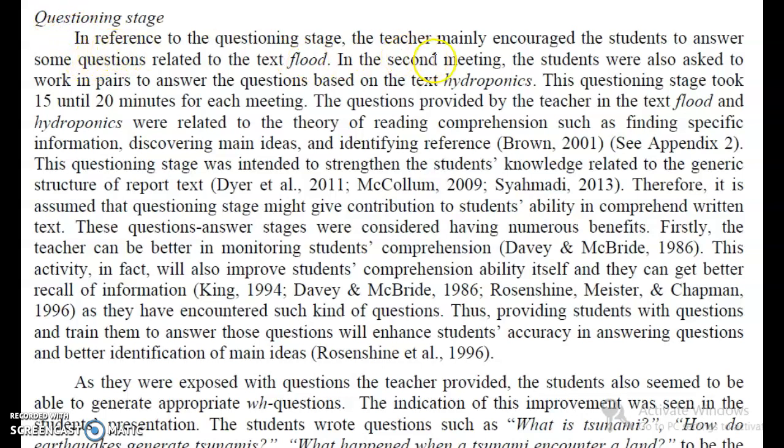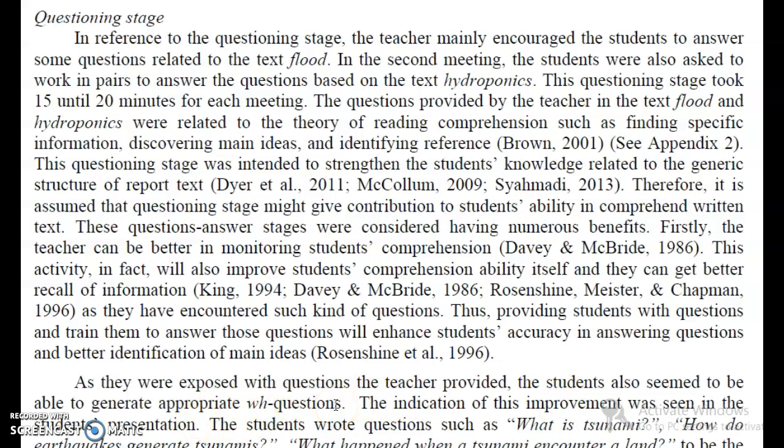Now we continue to the second, the questioning stage. In this stage, the teacher mainly encouraged the students to answer some questions related to the text about flood. And then in the second meeting, the students were also asked to work in pairs to answer questions based on the hydroponics text, for example. They were exposed to questions the teacher provided. The students also seemed to be able to generate appropriate WH questions.